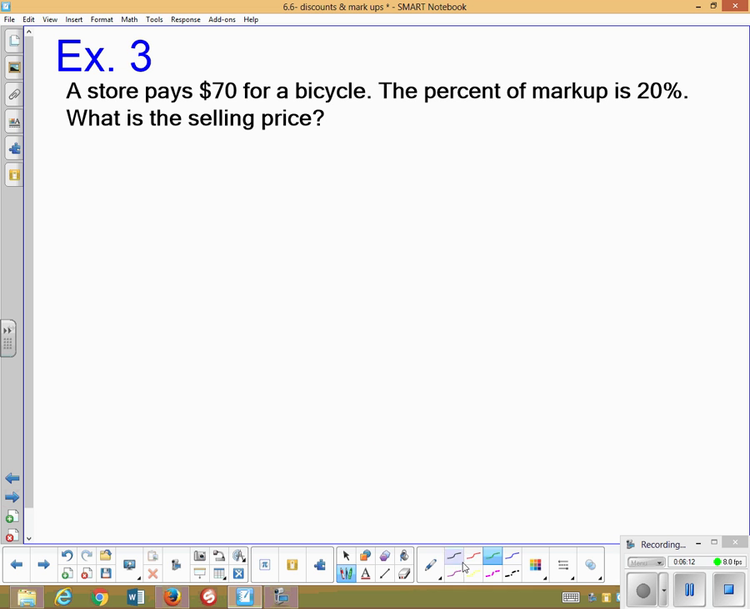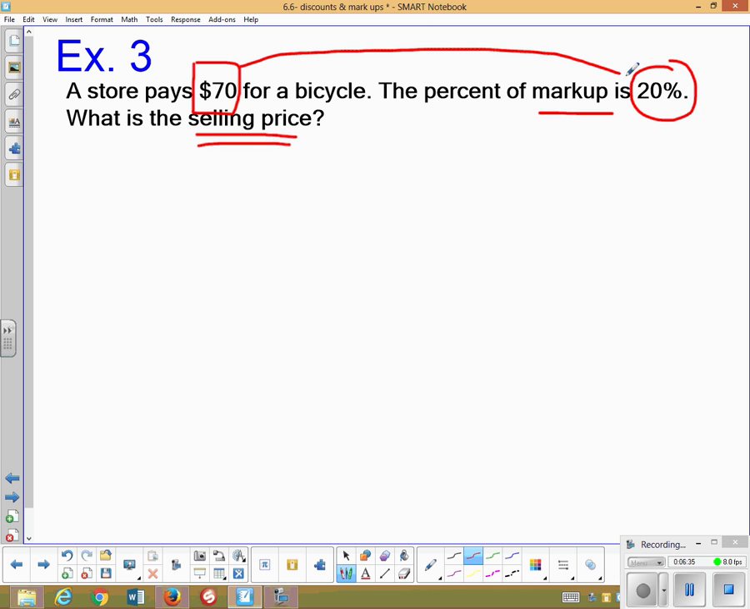This time we're going to talk about a markup. What is a markup? Remember, a markup is good if you're a store owner, not a customer. So you have a bike you bought for $70 at your store. Now you want to mark it up 20% to sell to the customers. So how much would you sell this for? So what we're going to do is take $70 and we want to know 20% of that. Remember, of means to what? Multiply. So we're going to take 70 and multiply it by 0.20.